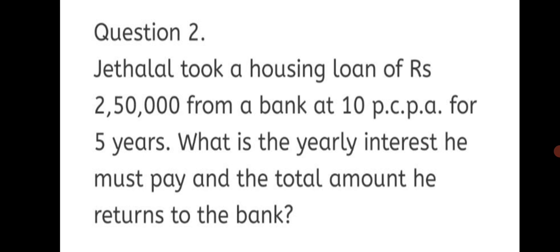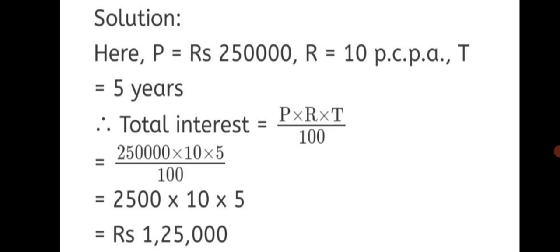Jethalal took a housing loan of rupees 2,50,000 from a bank at 10 PCPA for 5 years. What is the yearly interest he must pay and the total amount he returns to the bank? So the first question is asking yearly interest. So we will first find the interest for 5 years, since the term given here is 5 years, and then we will divide by 5 to find 1 year's interest. So let's look at the solution.